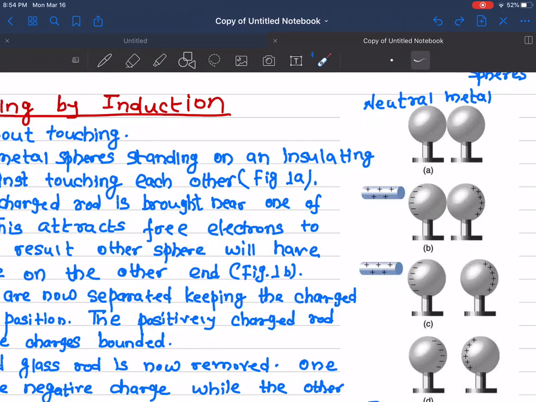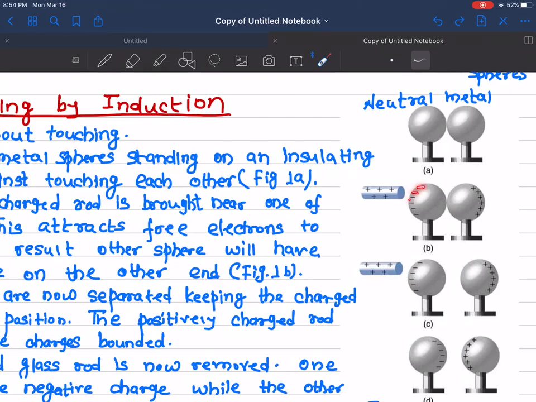And now what we do, we keep this glass rod in its place. We're not moving it. Keeping this glass rod in its position, we now separate the two metal spheres. The two metal spheres are now separated, with the glass rod still in its position.